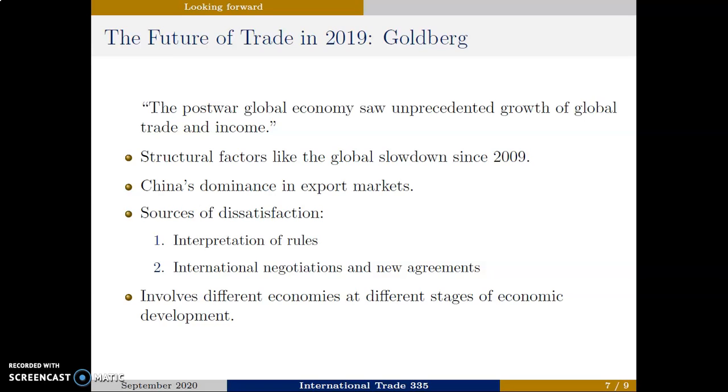She ends her article with the observation that increased trade in services, especially digital services, will involve different economies at different levels of economic development. She also mentions the importance of regional trade agreements.